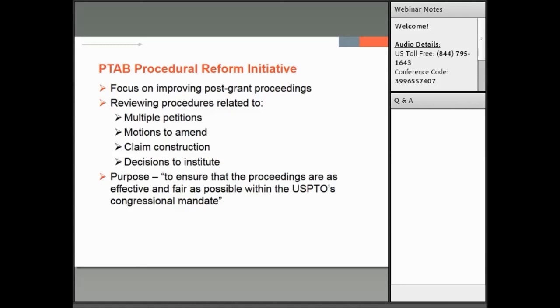The court is expected to rule on whether the burden of proof applicable to motions to amend during an IPR should fall on the patent owner or should it fall on the petitioner. In other words, when the patent owner moves to amend a claim, is the burden on the patent owner to show that that new claim is patentable, or is it on the petitioner to prove that it's actually unpatentable? I'm sure we'll be issuing a client alert on that case when it issues, so keep your eyes peeled for that.